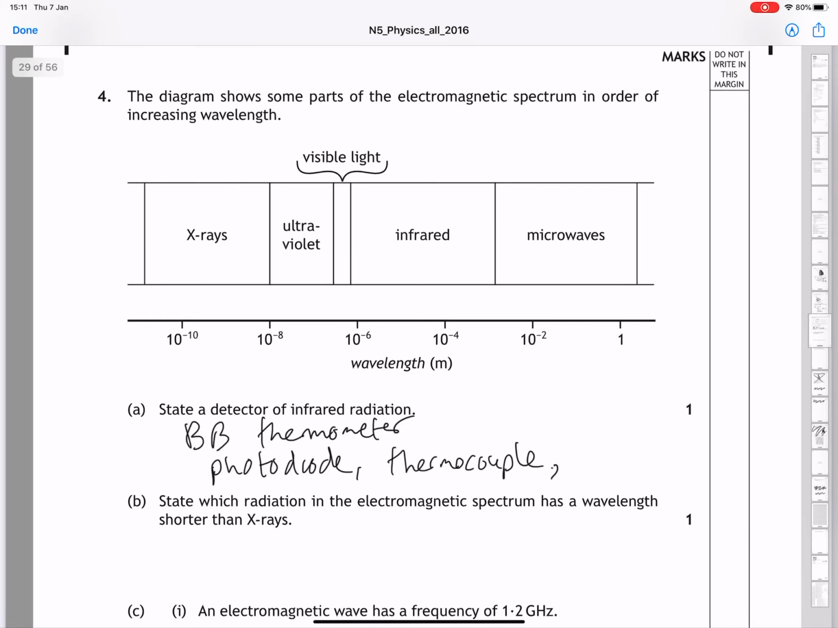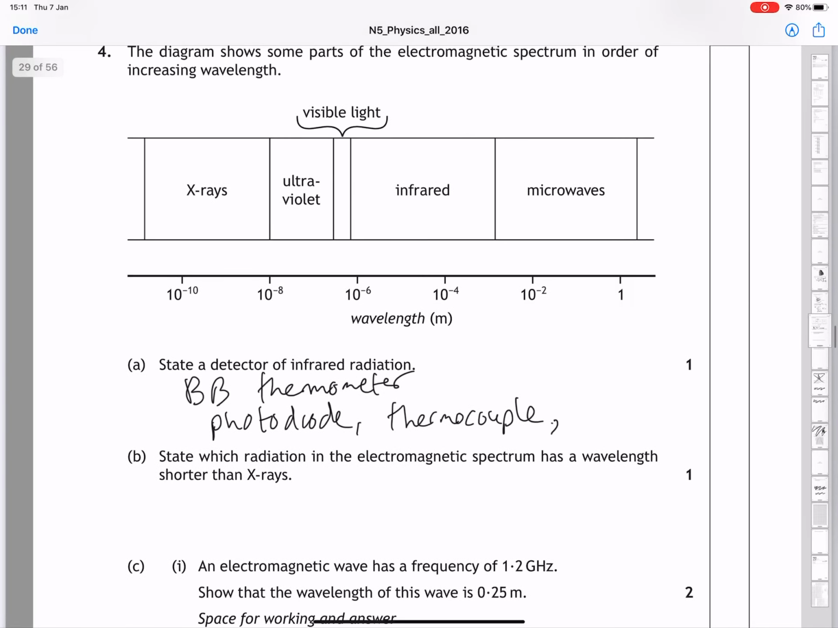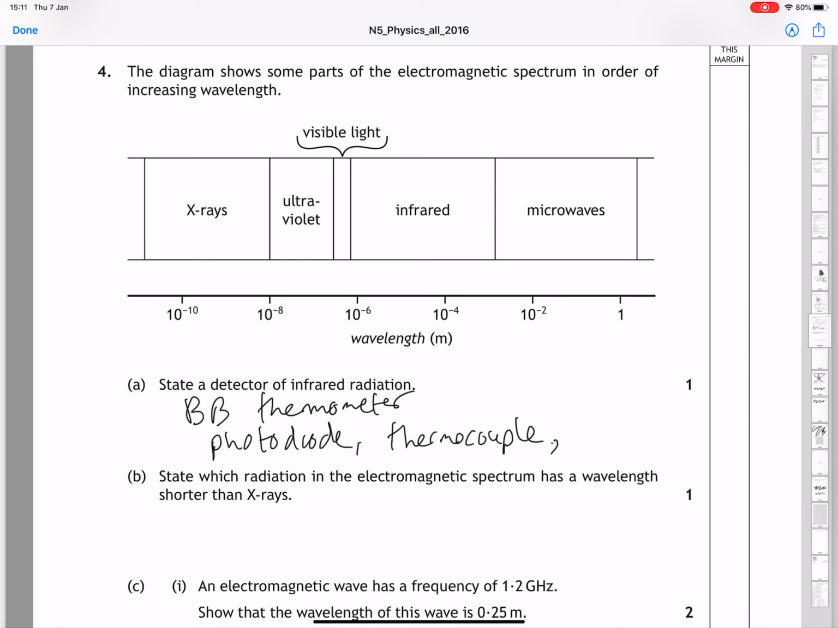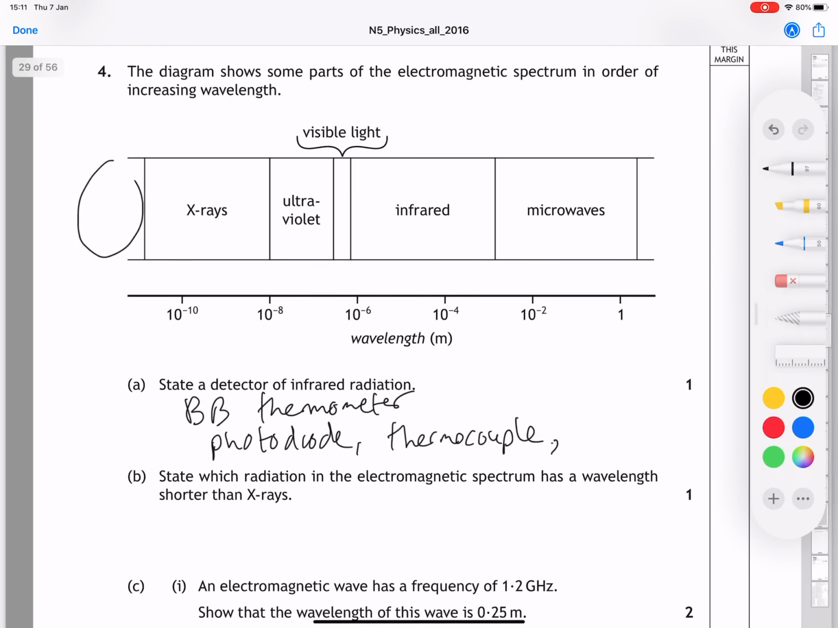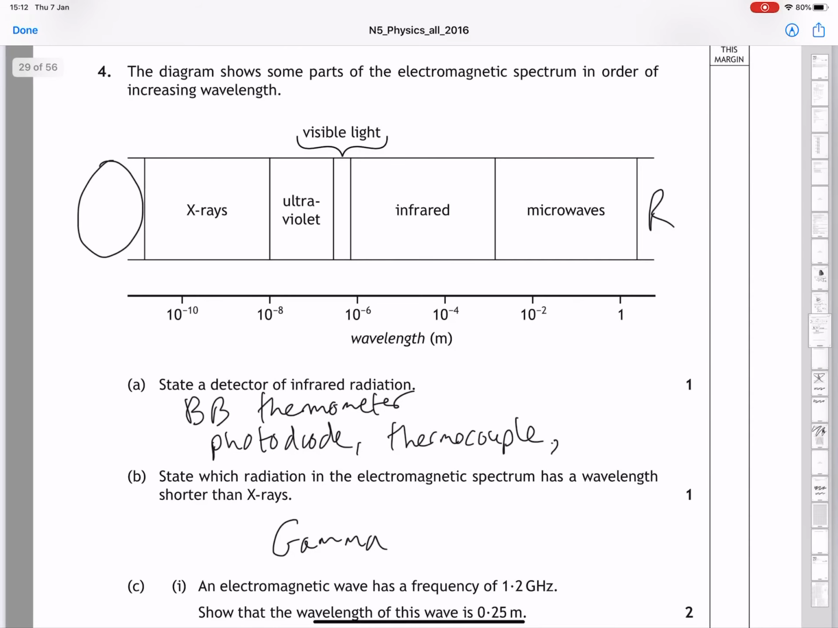Right, part B. State which radiation in the spectrum has a wavelength shorter than X-rays. So in here is gamma rays. Radio is up here. So gamma is your answer for there.